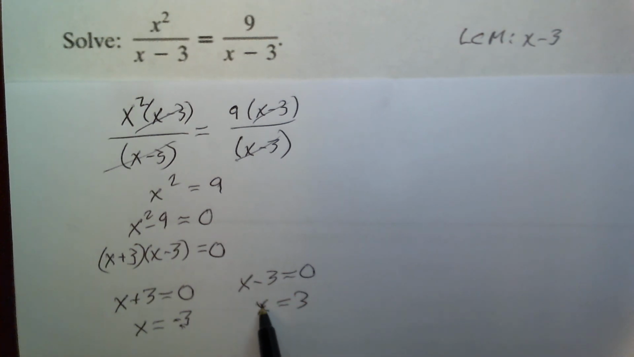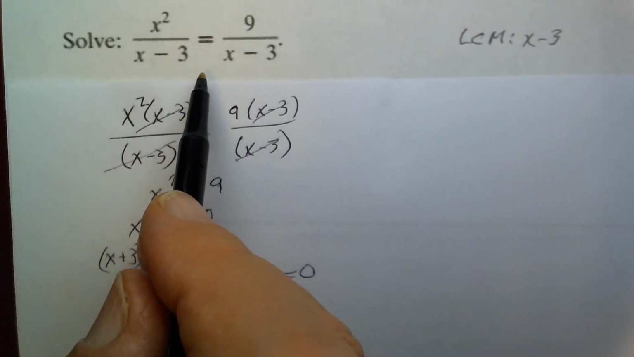So again, we have two solutions, and what we need to do is substitute these solutions, or what we think are solutions, into the original rational equation.